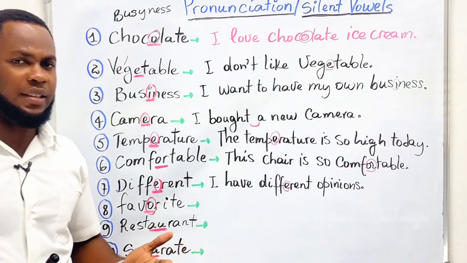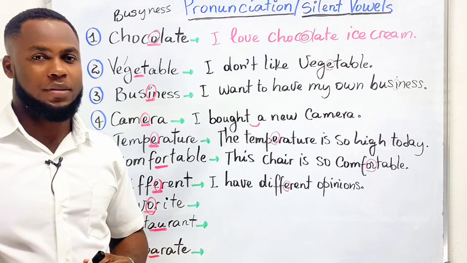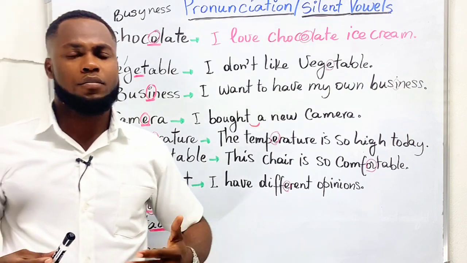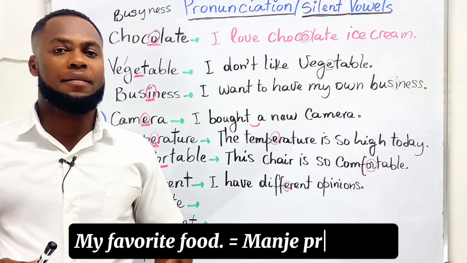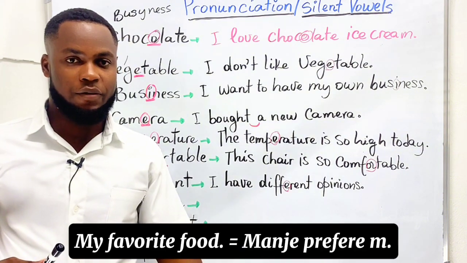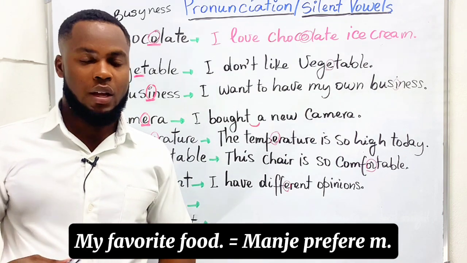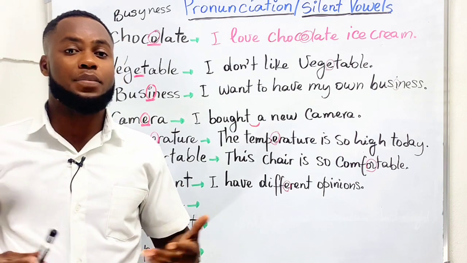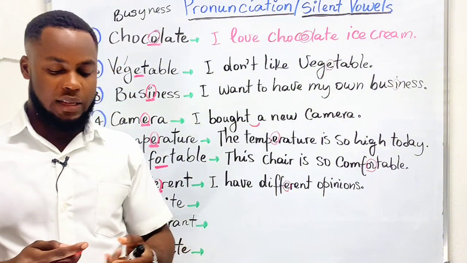Qu'est-ce que favorite veut dire? Favorite veut dire préféré, favori. Par exemple, si je dis manger préféré, I say my favorite food. Comment on dit manger préféré? My favorite food. Par exemple, je dis manger préféré, c'est pizza. Ou bien, pizza, c'est manger préféré. Comment on dit ça?